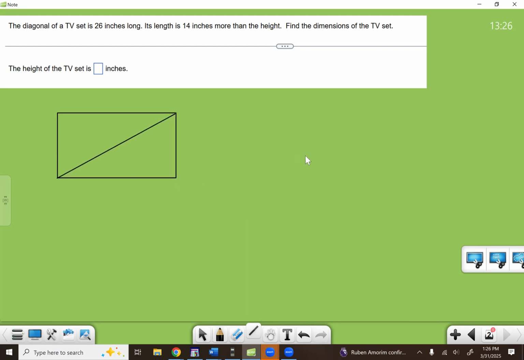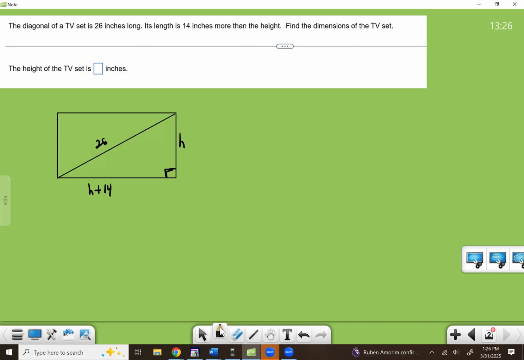Is 26 inches long. Its length is 14 inches more than the height. So whatever the height is, the length is going to be that much plus 14 more. So I'm noticing that I have a right triangle here. I really want to zoom in on my right triangle here.